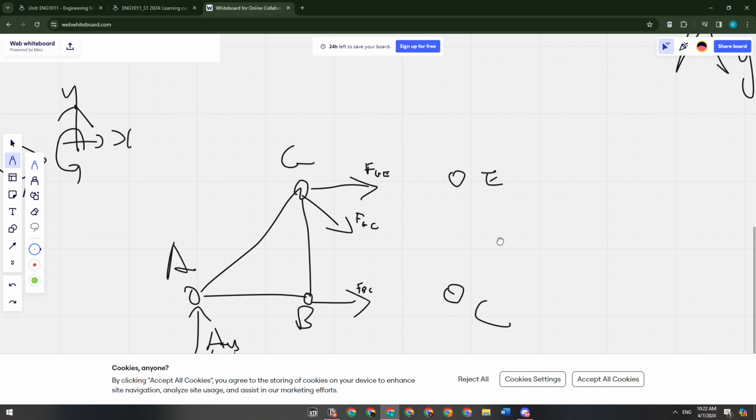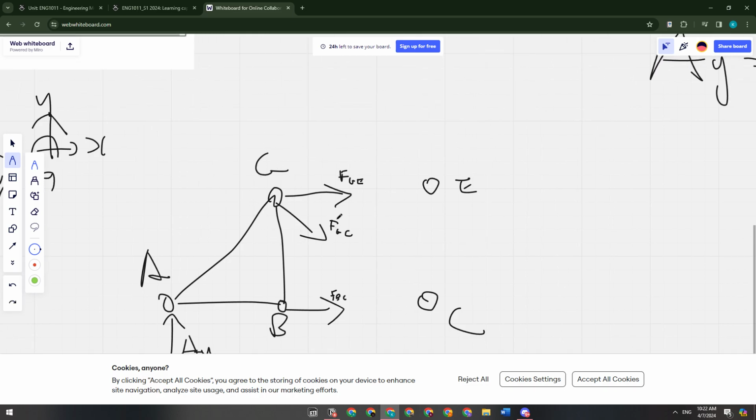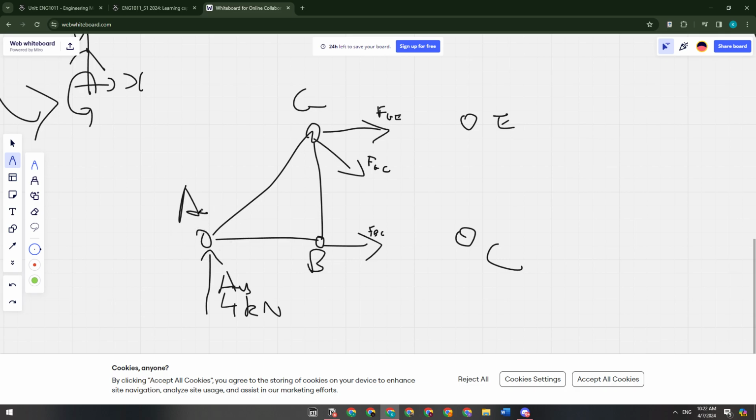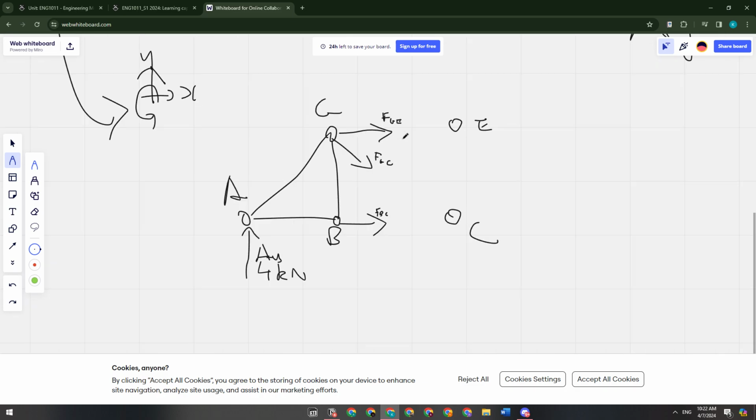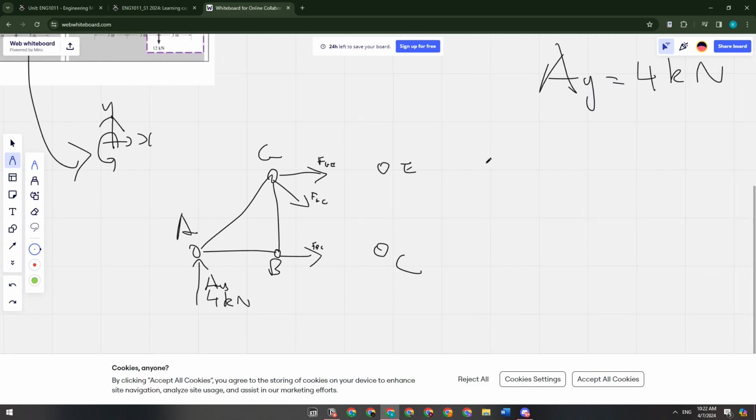So these should be instant red flags to use moments at these points, because if you took a moment at A, you're going to have 3 different unknowns. Like, how's that even going to work? You have 2 unknowns at G. Unknowns means you don't know the forces there. What's very good about moments is you can completely ignore these 2 forces when you calculate it.